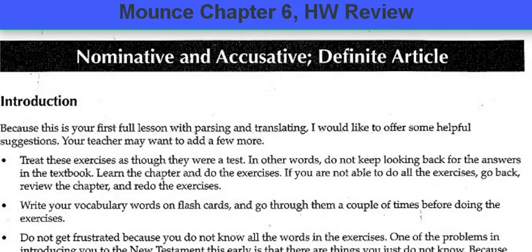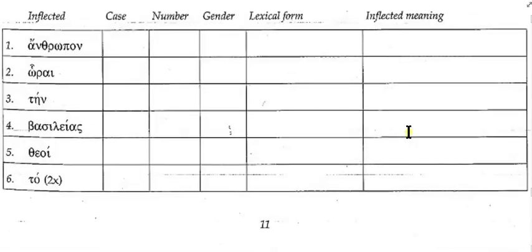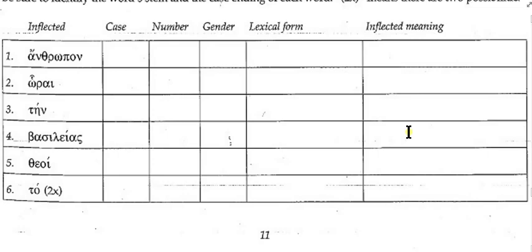Okay, so here is the chapter 6 exercise material for Mounce. Let's look at the parsing first. What I want to do is just open it up for you to ask any questions, and we'll walk through any of these. And if you don't have any questions, then I can come up with some for you. So, what questions do you have?